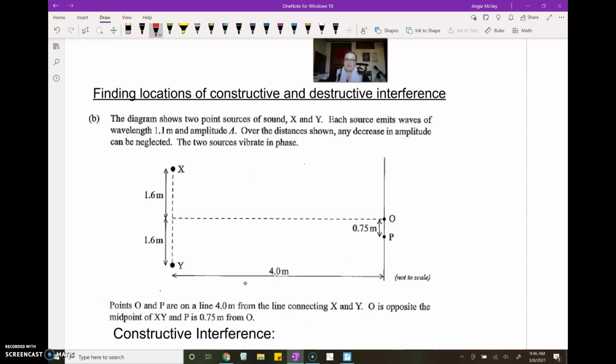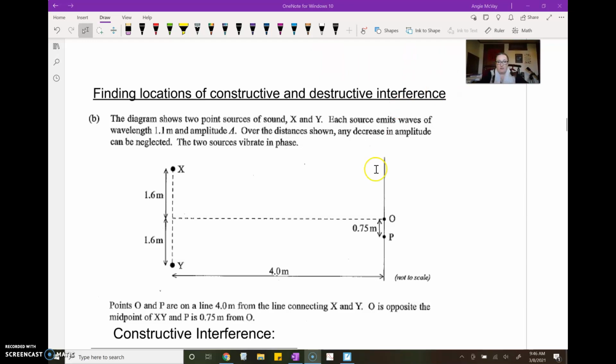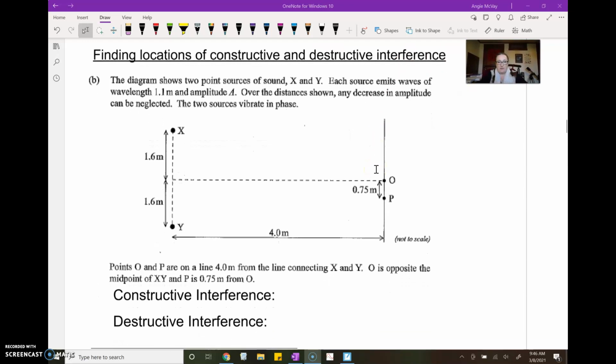Now in class, we took a look at this example that we did the last time that we met. It was with two speakers connected to the same sound source. The speakers were 3.2 meters apart, each of them 1.6 meters from their midpoint.